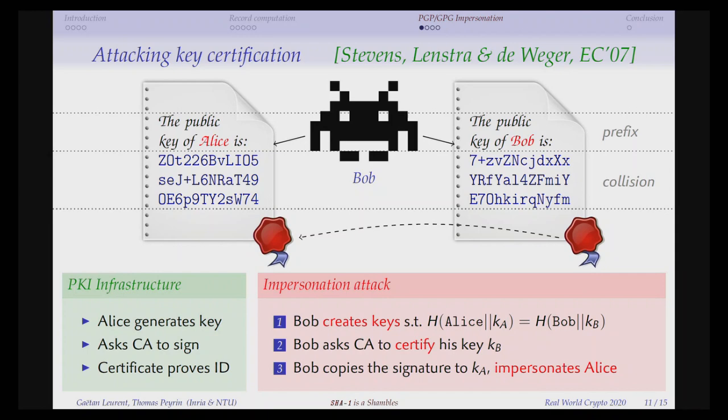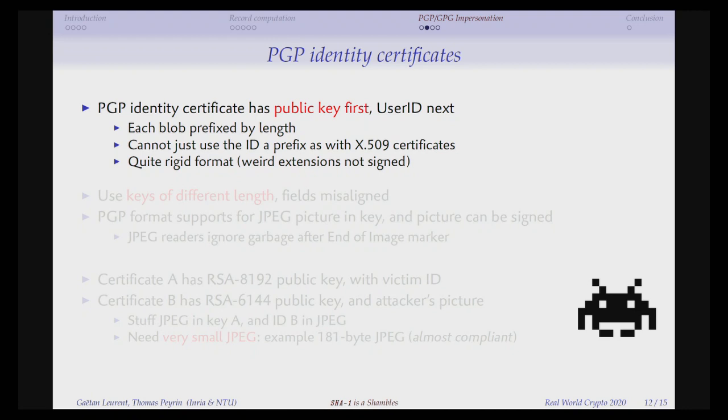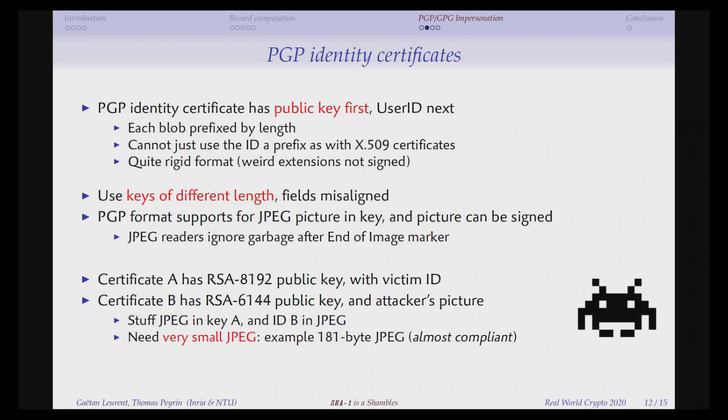So in the case of PGP, it's slightly different, because the structure of a certificate, the fields are not the same, and the public key goes before the identifier. So it means we cannot use this nice trick where we put the identifier as the prefix. So we need some slightly different types of idea. And what we did was to use 2 keys of different lengths, because of course all fields have the length at the beginning as a prefix, so that you can parse everything nicely. And so if we have public keys of different lengths, then the remaining fields will be misaligned, and we can use this to stuff the things in the right position.